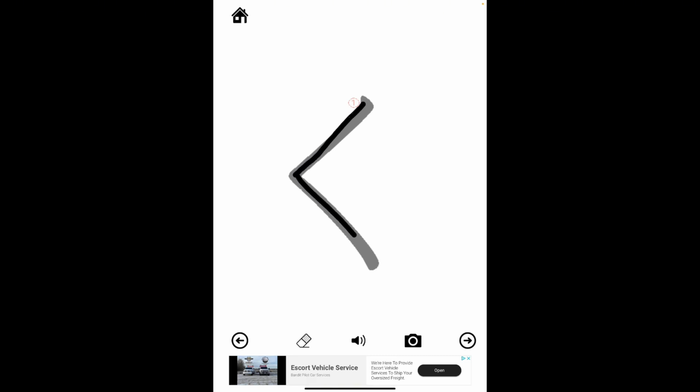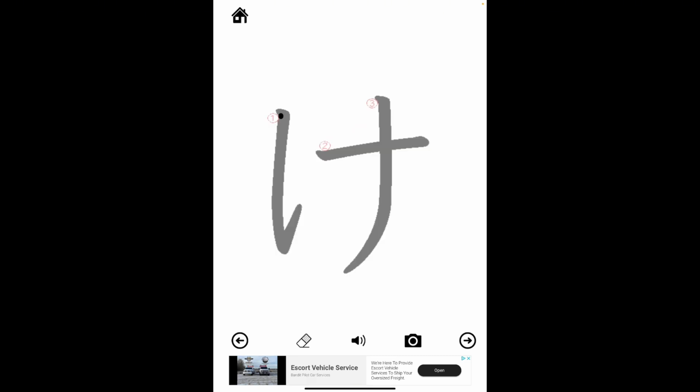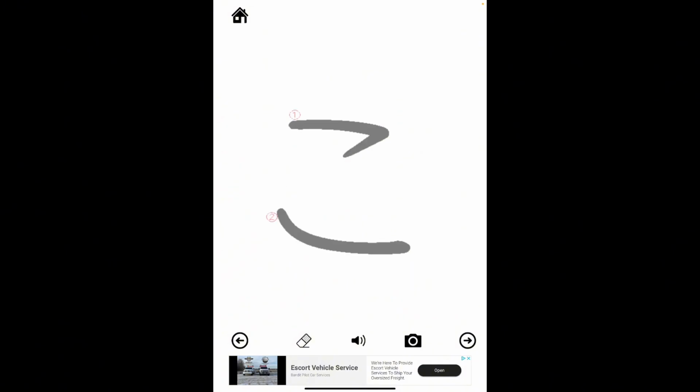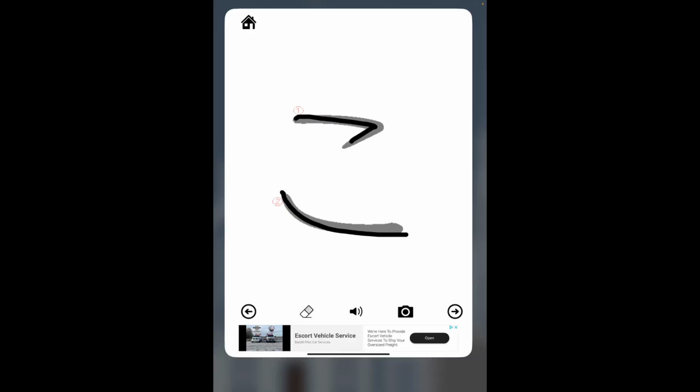Ku. Ke. Here's ke. Ko. And here's ko. She would hold up a card. We would say what character this was. We would say it was a or o or u.